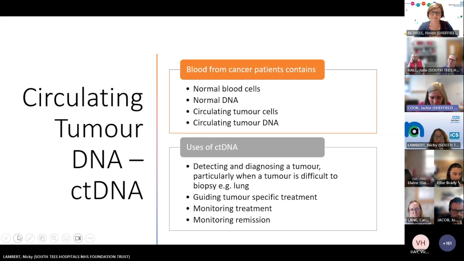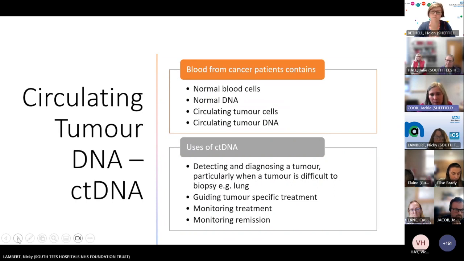But I just want to cover another technology that some of you will have come across, particularly those of you who are working in lung cancer services. And that is something called ctDNA, or circulating tumour DNA. So I just wanted to explain what that was, if this is something that you've come across.